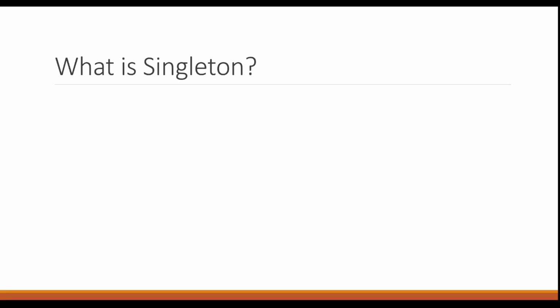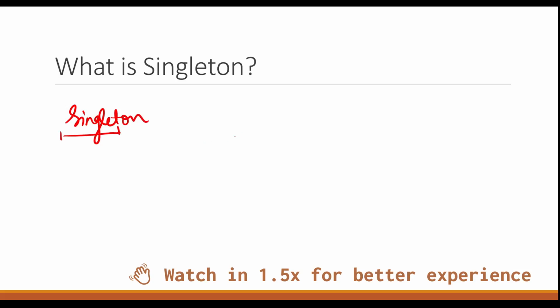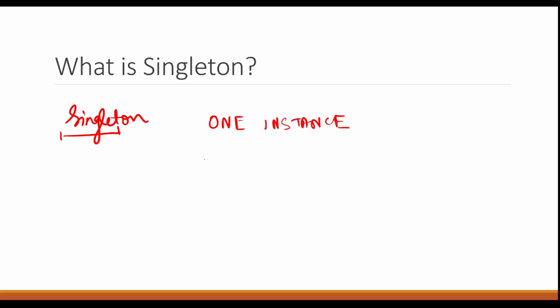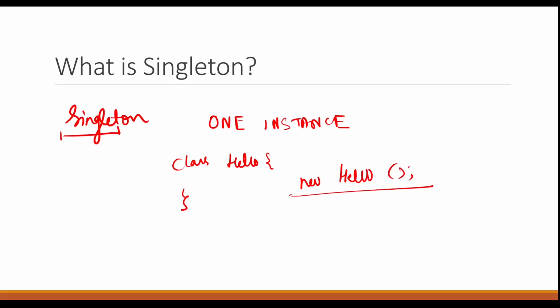As the name suggests, singleton here means single. Okay, this means that we are looking at creating just one instance of an object. You know that in Java or any other programming language, let's suppose you have a class. I'll name this class hello. Suppose this is a class. You can always create multiple instances of this object by doing new hello, right?